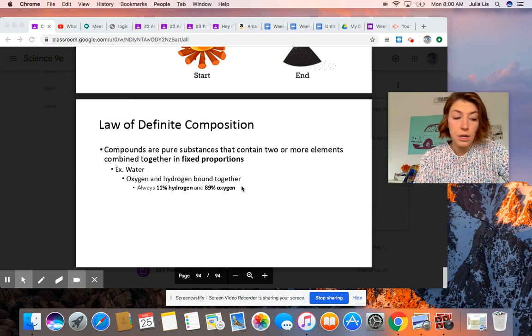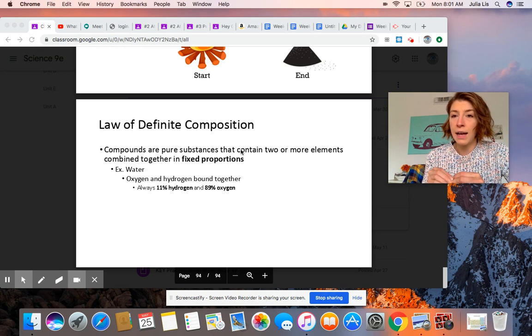In addition, I'm going to have some textbook readings for you that will go a little bit more in depth about the law of conservation of mass. The law of definite composition is a concept that you would have to know more or less for your PAT, so I'm not going to worry about it. But what it means is that certain compounds are always going to look the same, always in the same type of ratio.